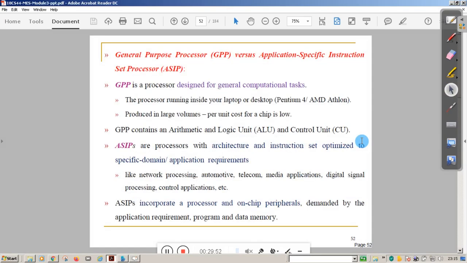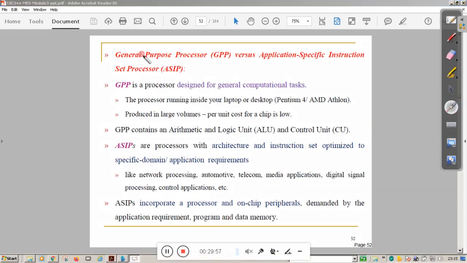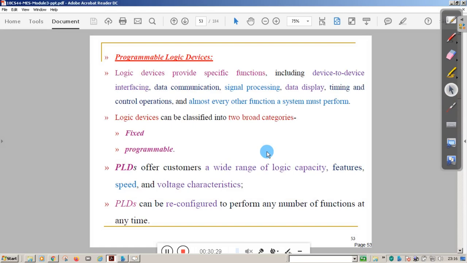Now next, we need to see the various differences between different types of processors. First one is a general purpose processor versus application specific instruction set processor, ASIP. We know GPP is a processor designed for general computational tasks like Pentium 4, AMD, etc. GPP contains an arithmetic and logic unit and a control unit. ASIPs are processors with architecture and instruction set optimized for specific domain or specific application requirements.